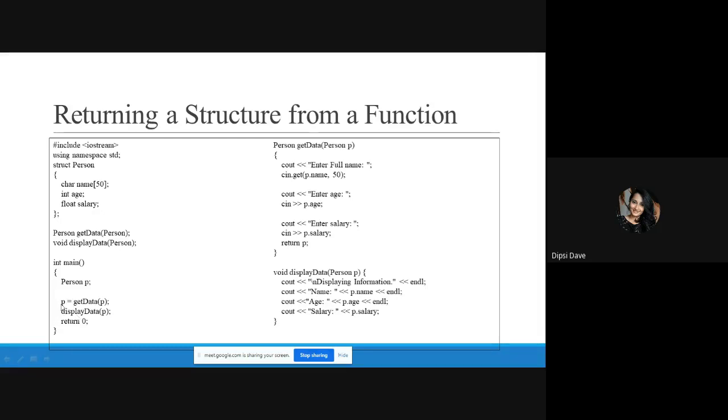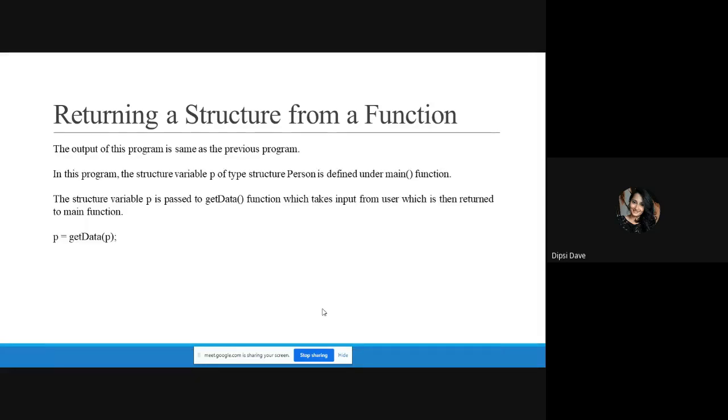Then using that structure, the display data function is called. So the same data which the user has given to the program will be printed on the screen. The same output will be generated, but over here we have returned a structure from a function as well. So the output of this program is the same as the previous program.